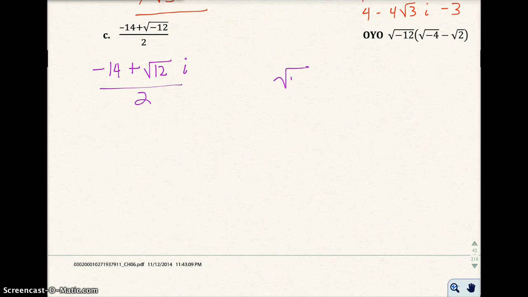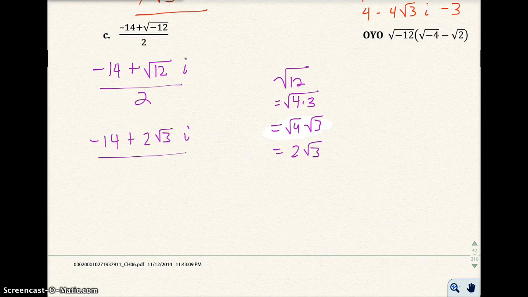Square root of 12 is the same thing as the square root of 4 times 3, which is 2 square root 3. I skipped a step there, so let me put that back in. If you can skip this step, that's great. It's square root of 4 times square root of 3, which is 2 square root 3. Now I have negative 14 plus 2 square root 3 i over 2.